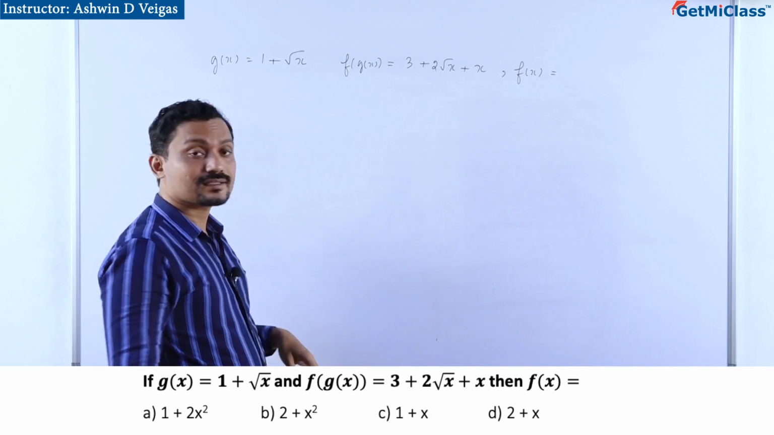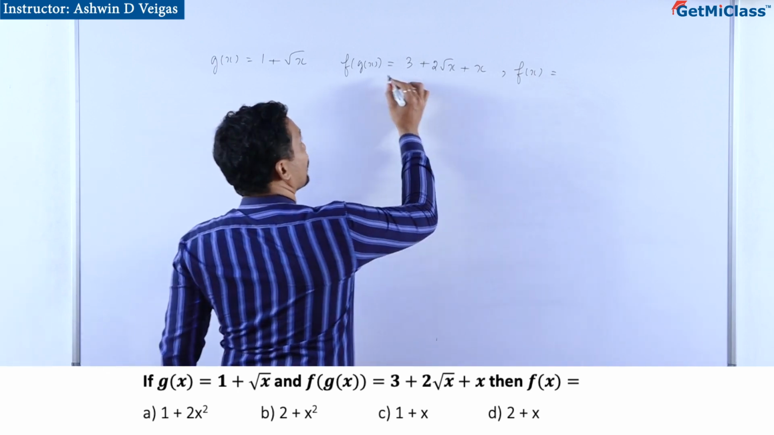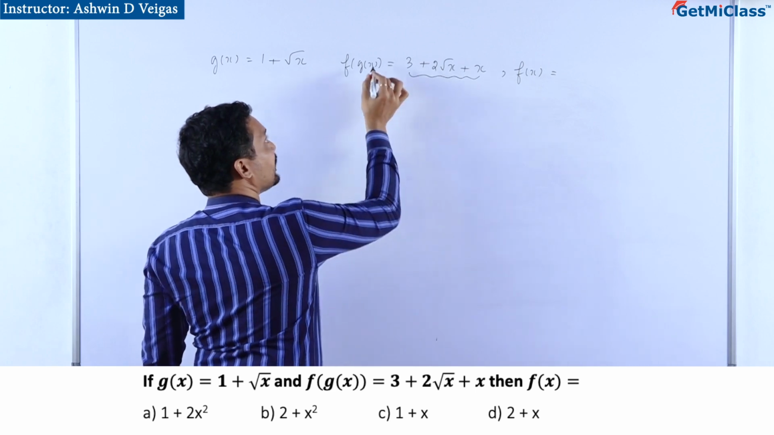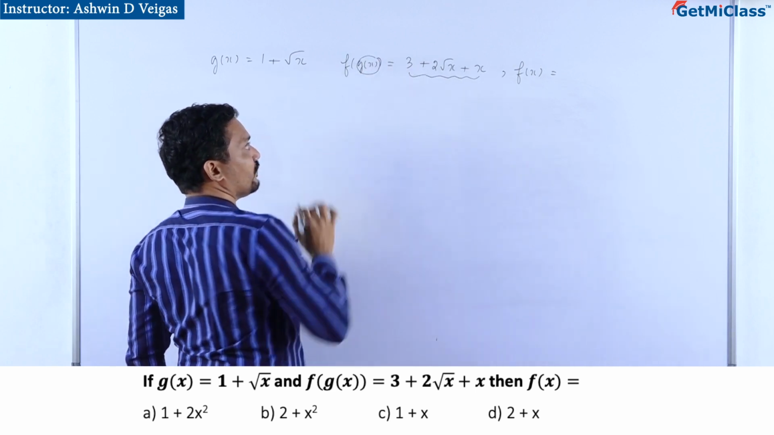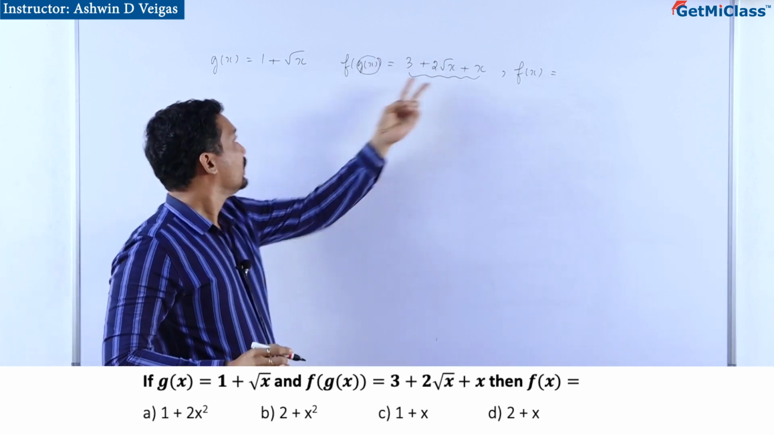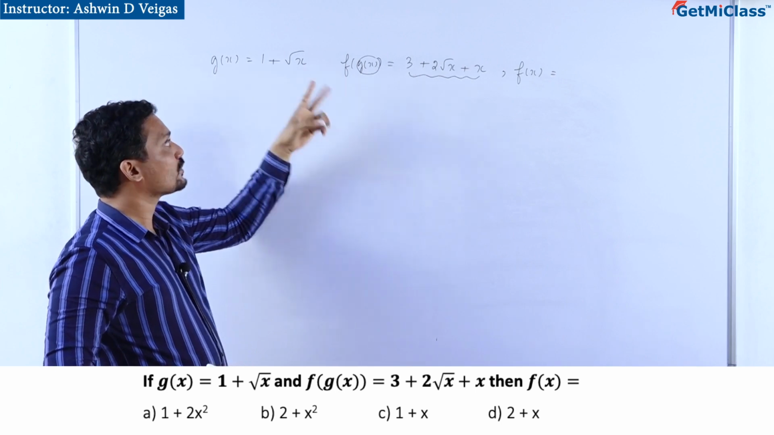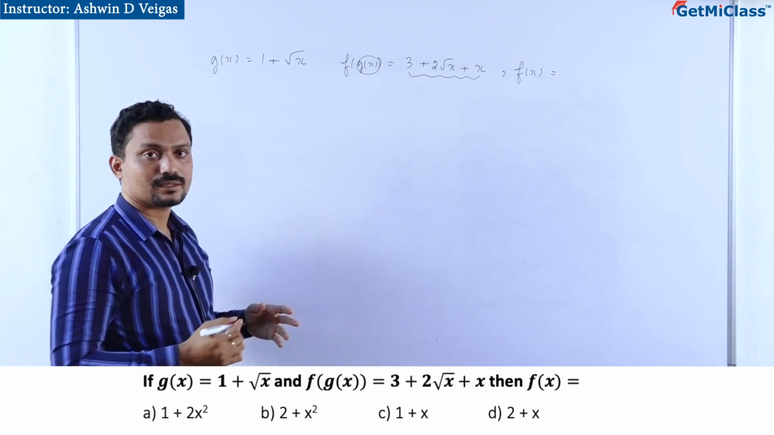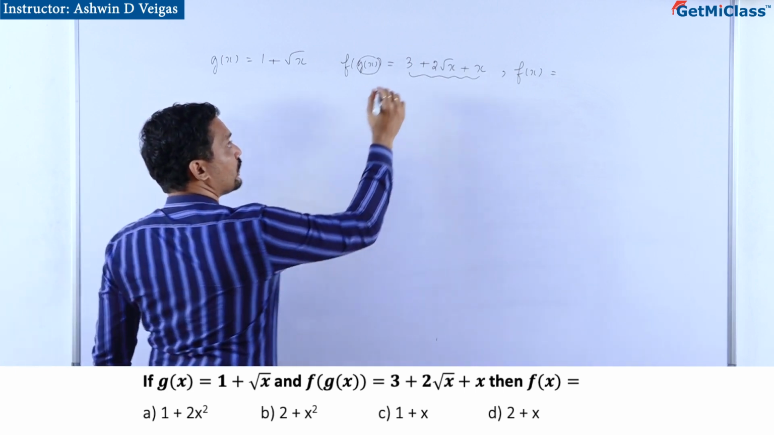Now, the trick in these kind of questions is that in f of g of x, the right side you have to completely convert in terms of g of x. That means here g of x, this term 1 plus root x has to come. So, sometimes it will be direct, sometimes it may be difficult. So, now we will try that.